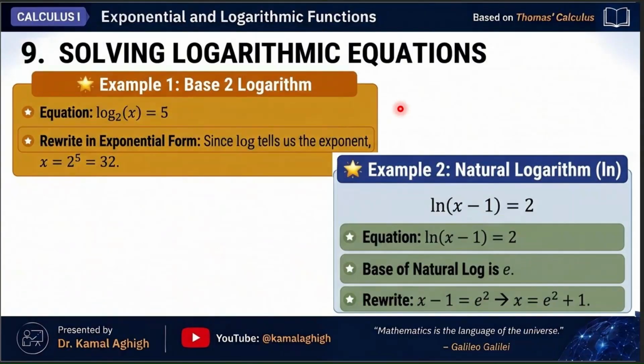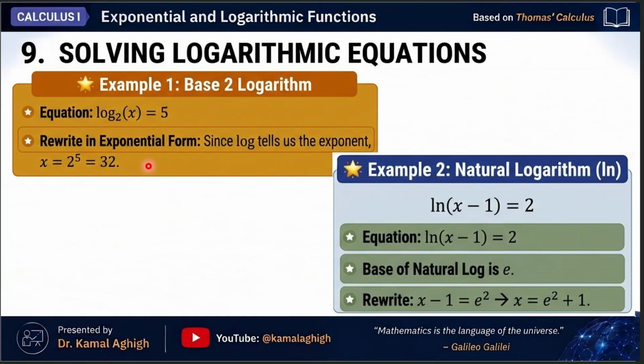Now let's solve equations involving logarithms. Our first example is logarithm base 2 of x equals 5. Remember that a logarithm tells us the exponent. Therefore, we rewrite the equation in exponential form. This gives x equals 2 to the 5th power, which equals 32.